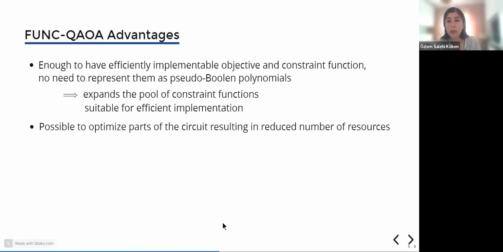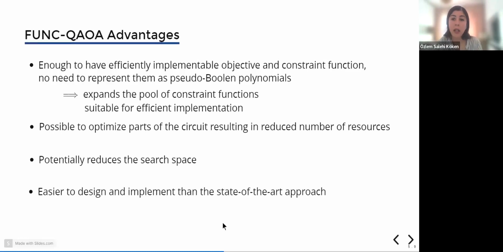And also it's possible to optimize some parts of the circuit. And this results in a reduced number of gates. This is not possible when you implement it term-wise. There is a potential to reduce the circuit space in case of inequality constraints, as we have discussed. And also, this is easier to design and implement than the state-of-the-art approach because you don't need this QUBO representation and Ising model at all.